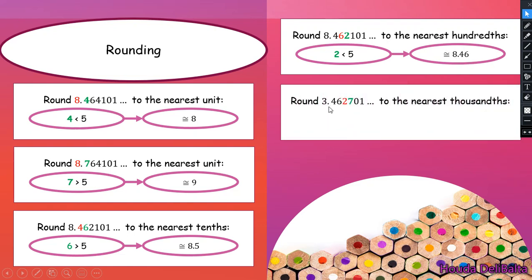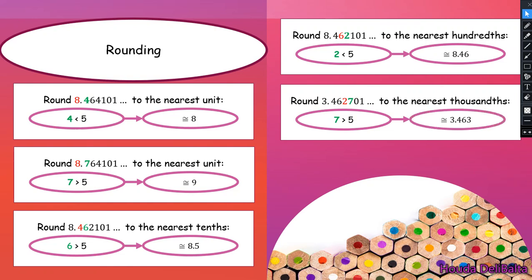Here is another example to make things clear. I have 3.4627001, and I need to round it to the nearest thousandth. The thousandth digit is 2. Then I look after it. The number after it is 7, which is greater than 5. So what's going to happen to 2? Is it going to stay the same, or is it going to be increased because the number after it is greater than 5? Then it's going to be increased by 1.